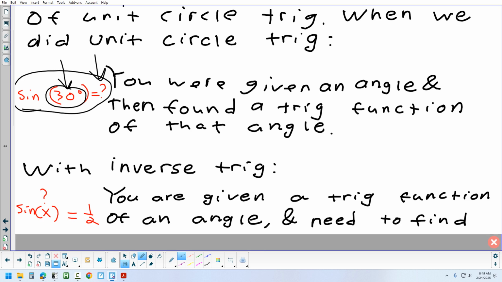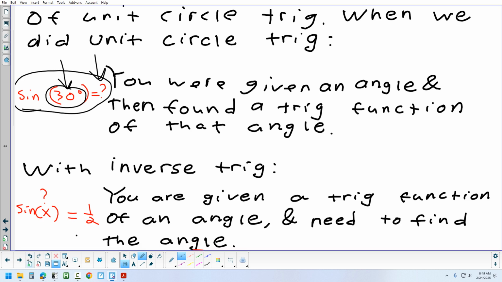This week, it's the opposite. Instead of me giving you the angle, I'm giving you the answer to the question. I'm telling you that there's something you can take the sine of, and the answer will come out to 0.5. You have to figure out what is the thing that you can take the sine of and get an answer of 0.5. That's the difference this week. Okay, so last week, I gave you the angle. This week, you're going to tell me the angle.